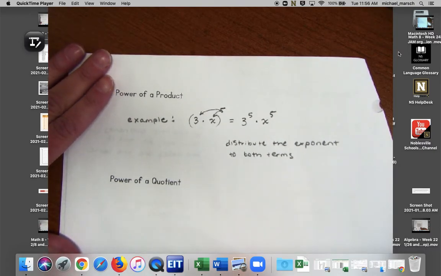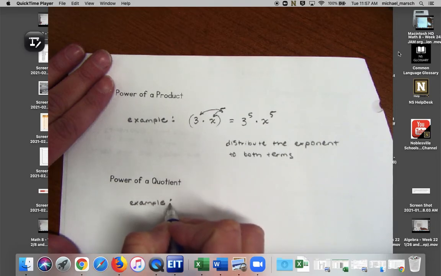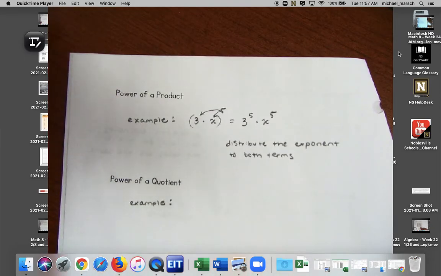Okay, power of a quotient is similar. Can you have a decimal exponent? We're not going to, but yes, it's possible. Okay. But that's not something we're going to work on today or this year.